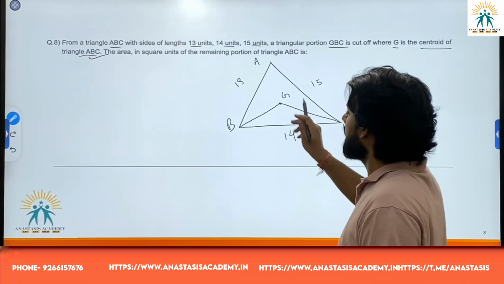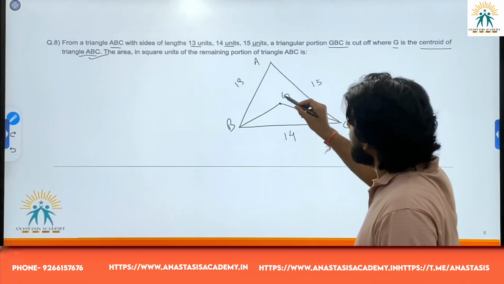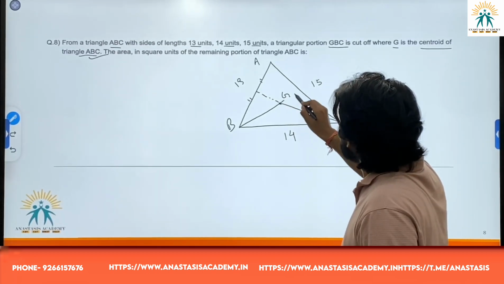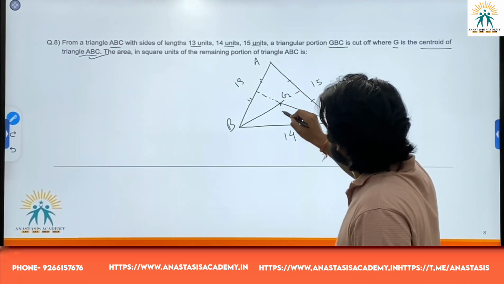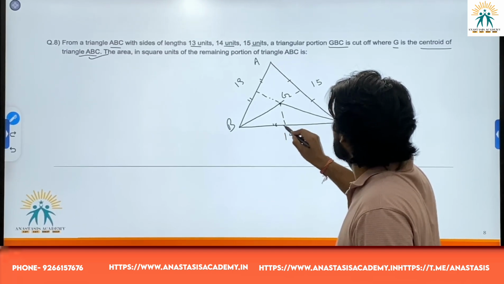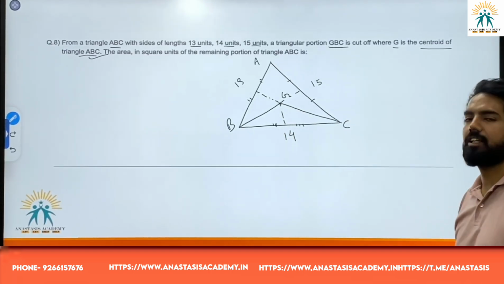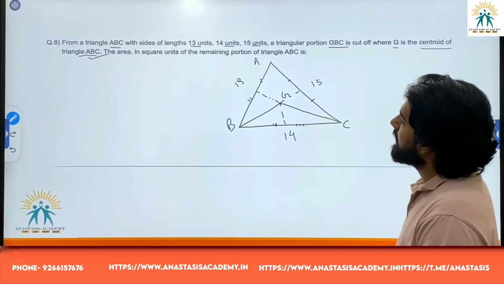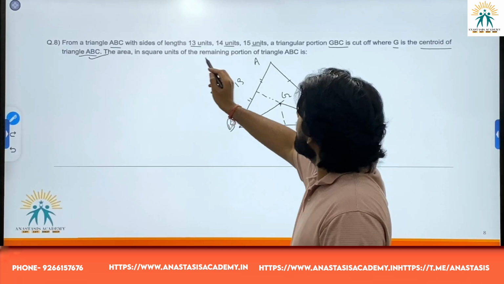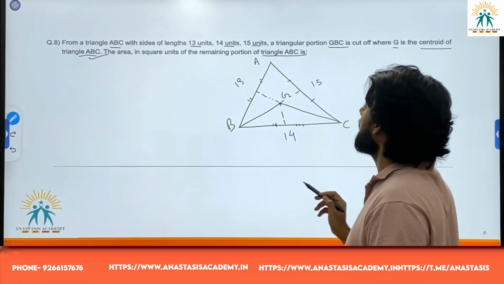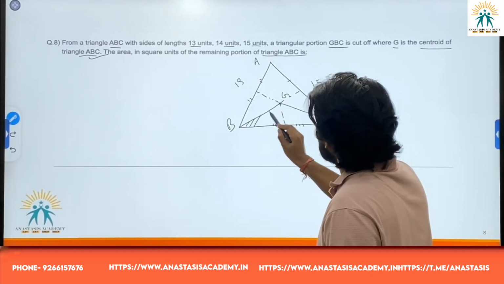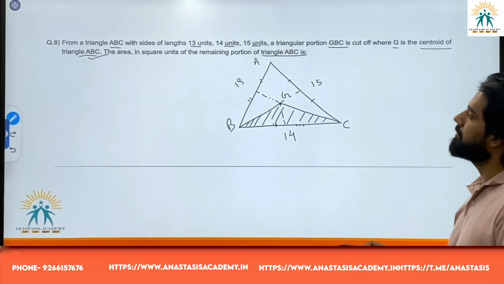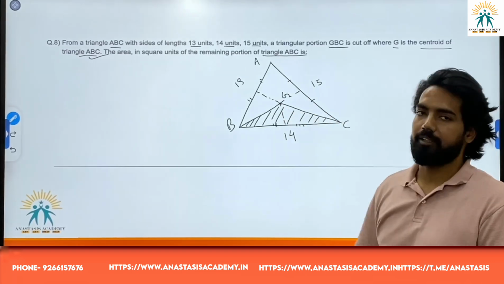This is the centroid. I know the centroid is the intersection point of the medians. These will be medians. So this is the intersection point of all medians. So this portion GBC is cut from this triangle ABC. I need to find the area of the remaining portion of triangle ABC. That is, the area of triangle GBC is subtracted from the area of triangle ABC.